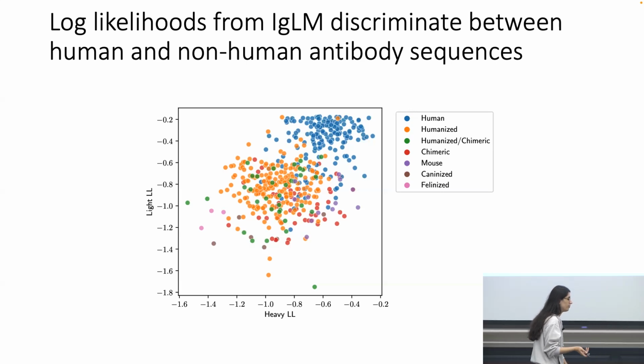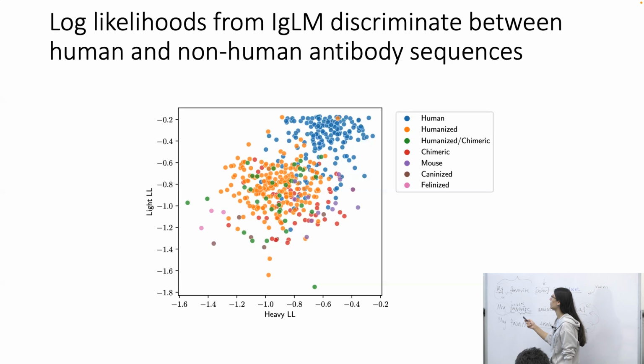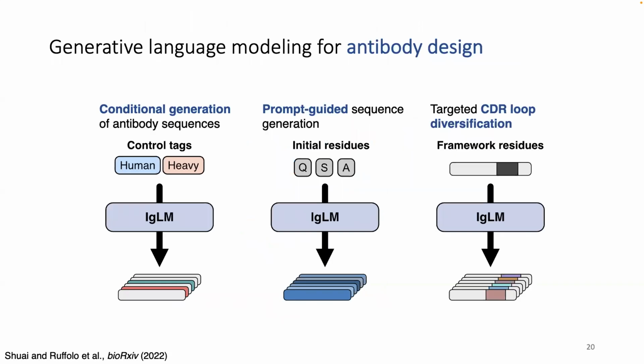And in here, based on this type of likelihood analysis, we can compare different sequences and see whether we're interested in using them for further rounds of design or for testing because they look human enough for us. And so IgLM is particularly successful at this discriminative task.